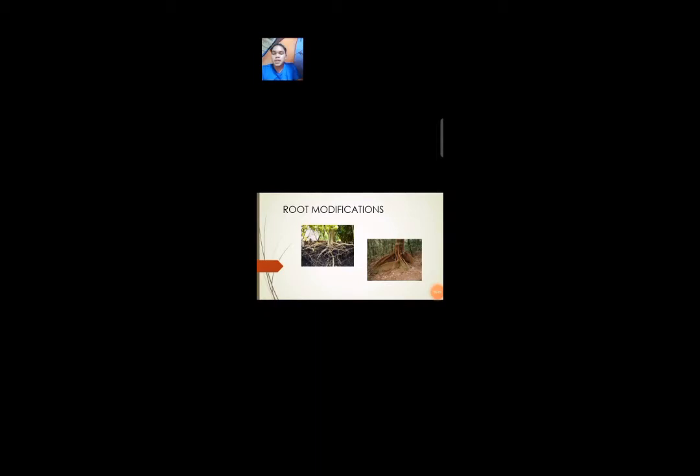I am Halil Reveal. At this point, I am going to report about root modification. Root modifications in some plants are when roots change their shape and get modified to absorb and transport water and minerals from the soil to different parts of the plants. Plants have a wide variety of roots for functions as diverse as structural support, food storage, and parasitism.